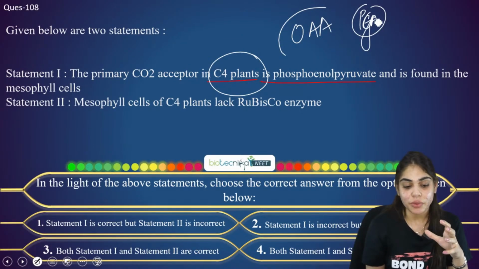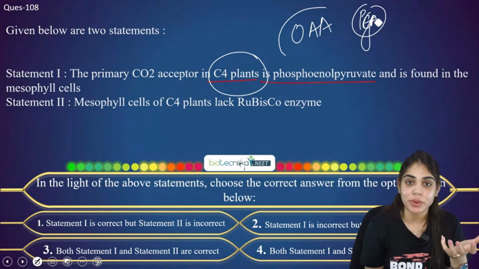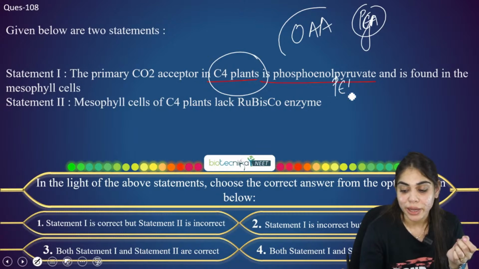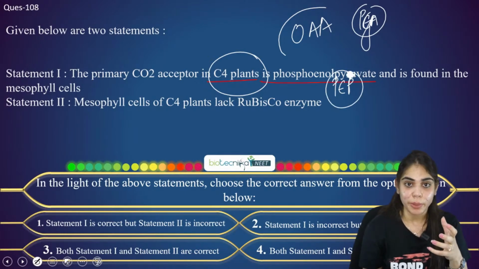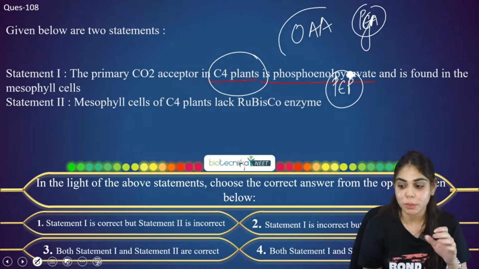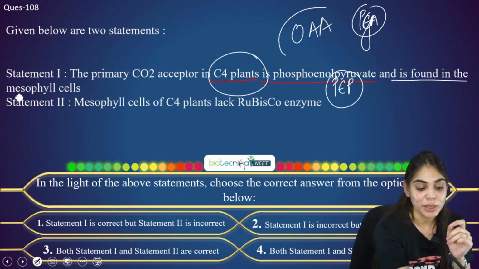But who is forming this? What is the acceptor in the case of C4 plants? It is PEP, that is phosphoenol pyruvate. So this phosphoenol pyruvate is the acceptor in a C4 plant. That means this is the right statement, and this is found in the mesophyll cells.